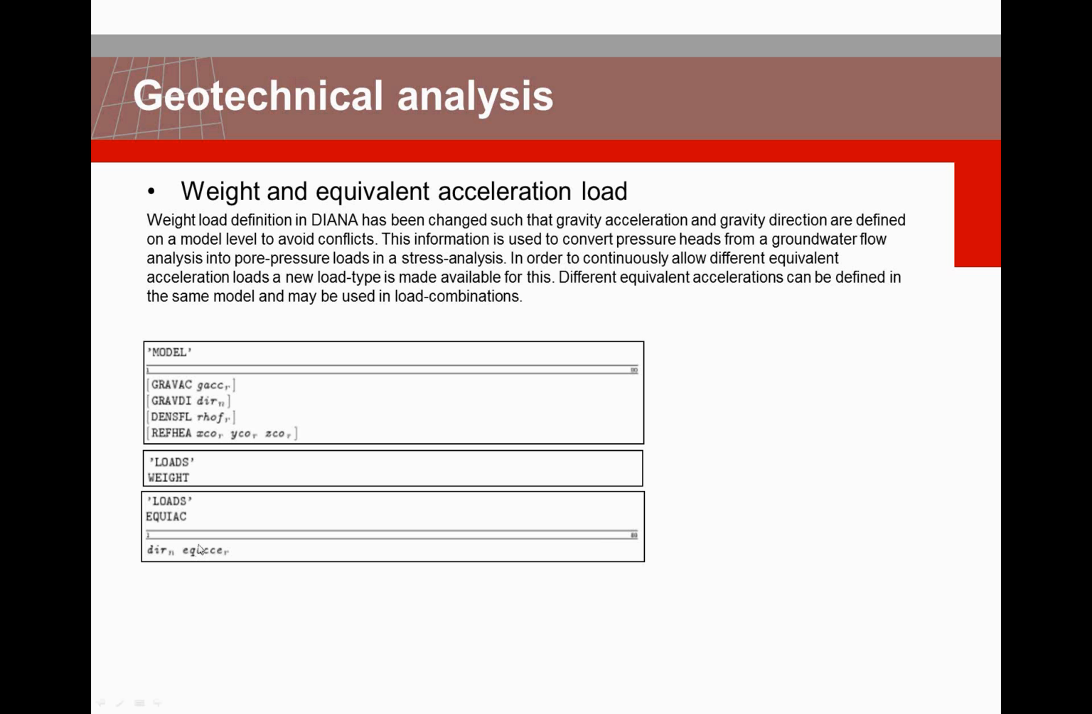If you still want to use an equivalent acceleration load, and so far this could be done by different weight loads, then we now offer the equivalent acceleration load, in which a user can define explicitly a direction number and an acceleration value, and these can be defined for different directions in different load cases.